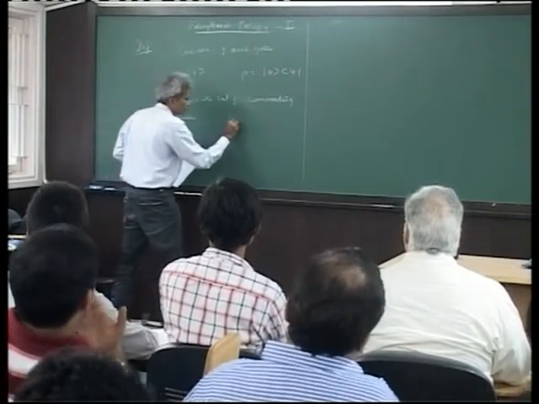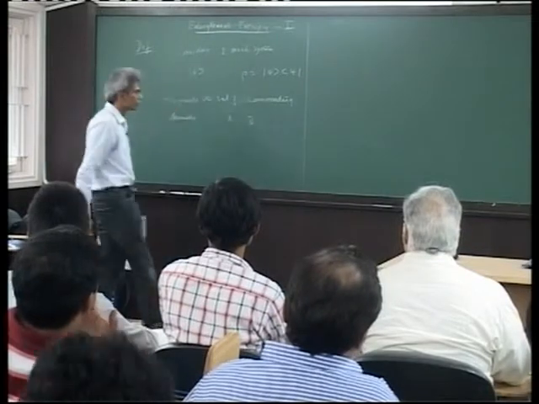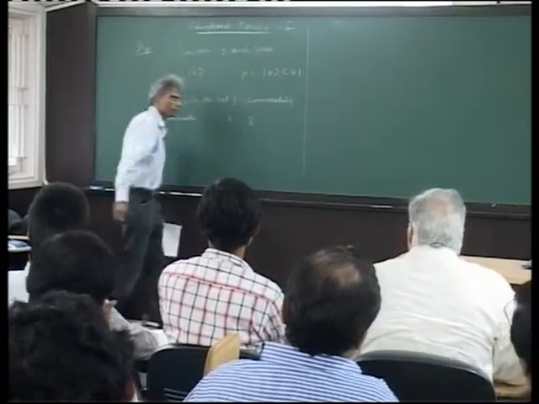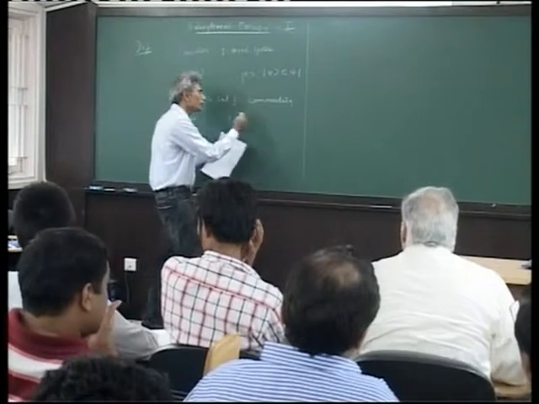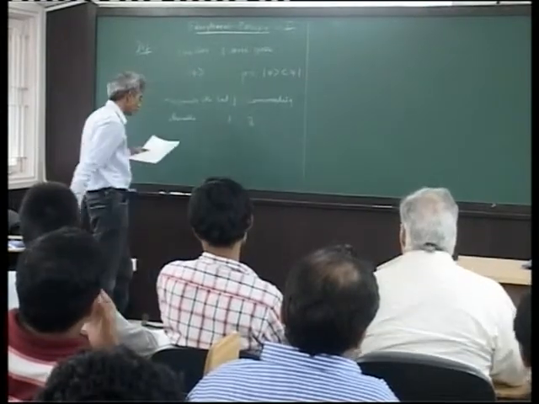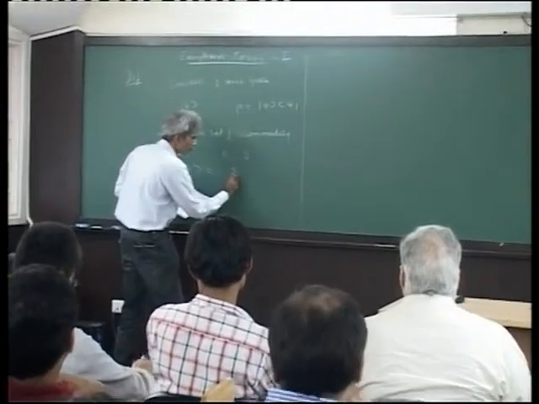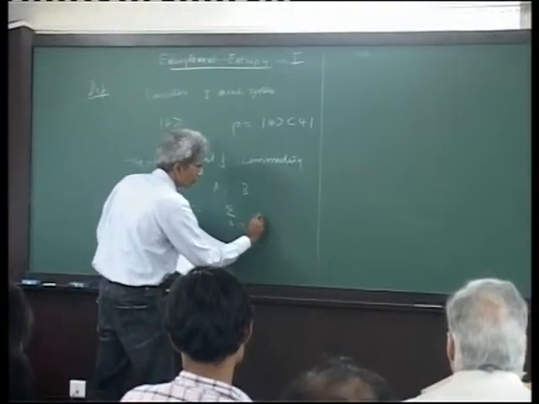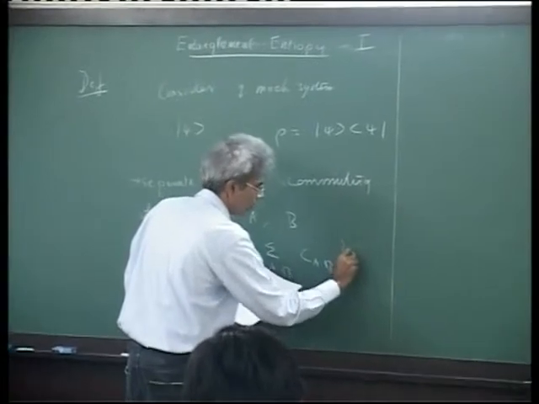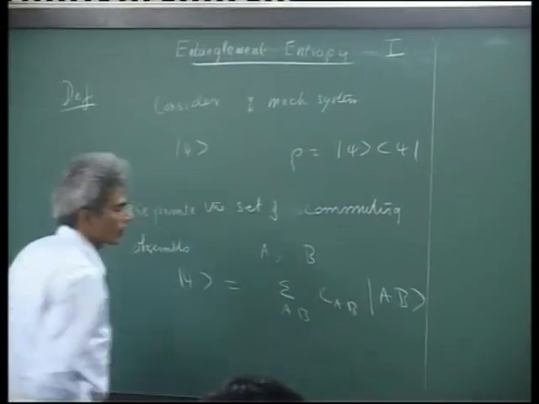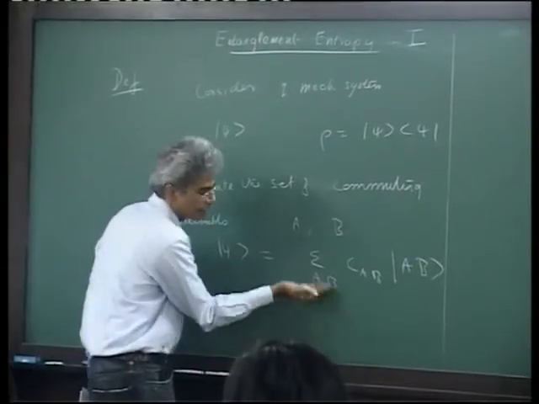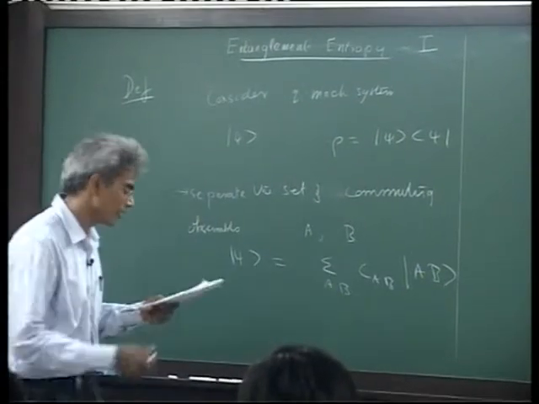into sets A and B. So disjoint sets A and B. So they are a set of commuting observables A and B, like two sets of quantum numbers, for instance. So any psi can be written as a linear combination of C_AB |A, B>. This summation is running over those labels.